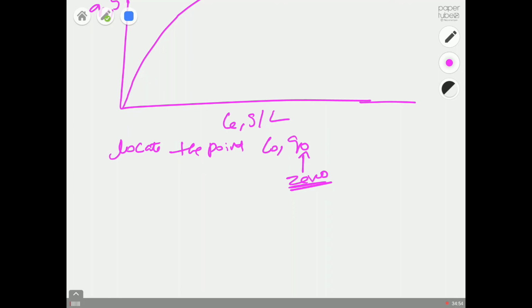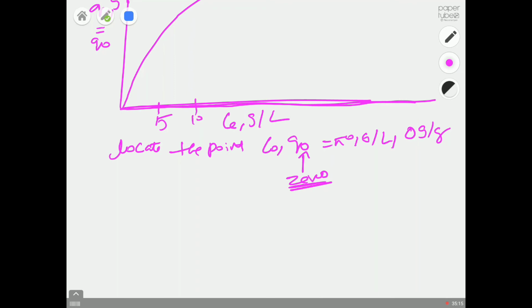So your QE value will be equal to Q0 on this line on the x-axis. So say C0 is 50 grams per liter, QE will be equal to 0 grams per gram. So that will be say like 5, 10, 15, 20, 25, 30, somewhere 40, 50. So that point will be here. So this is your C0 comma Q0 point.